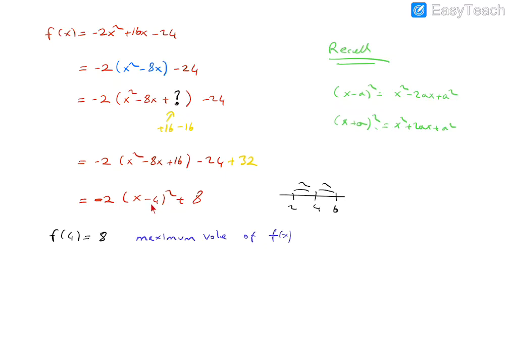Okay. Therefore, the vertical line x equals 4 is a line of symmetry. That is, if the graph of this equation is drawn on a piece of paper and the paper is folded along the line x equals 4, then the two sides of the parabola will match exactly.